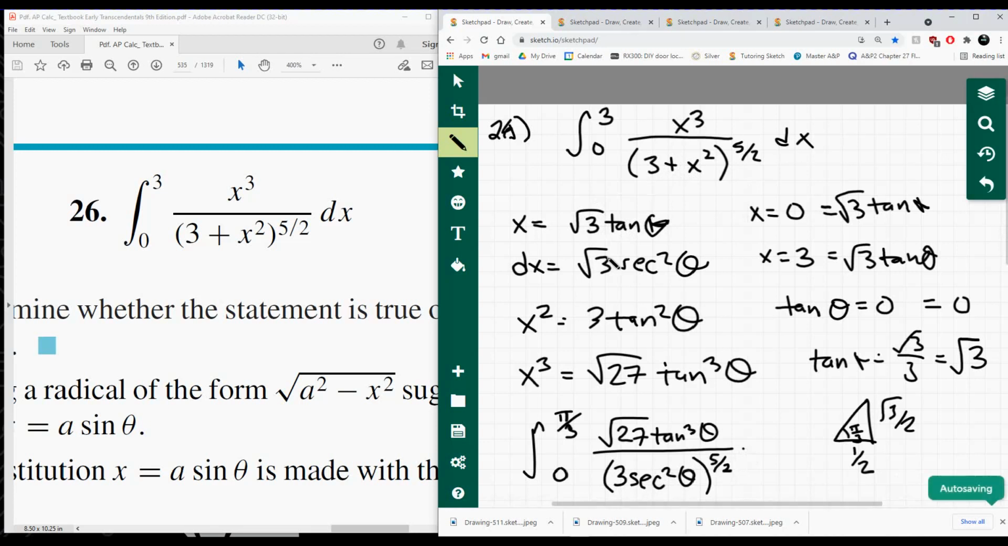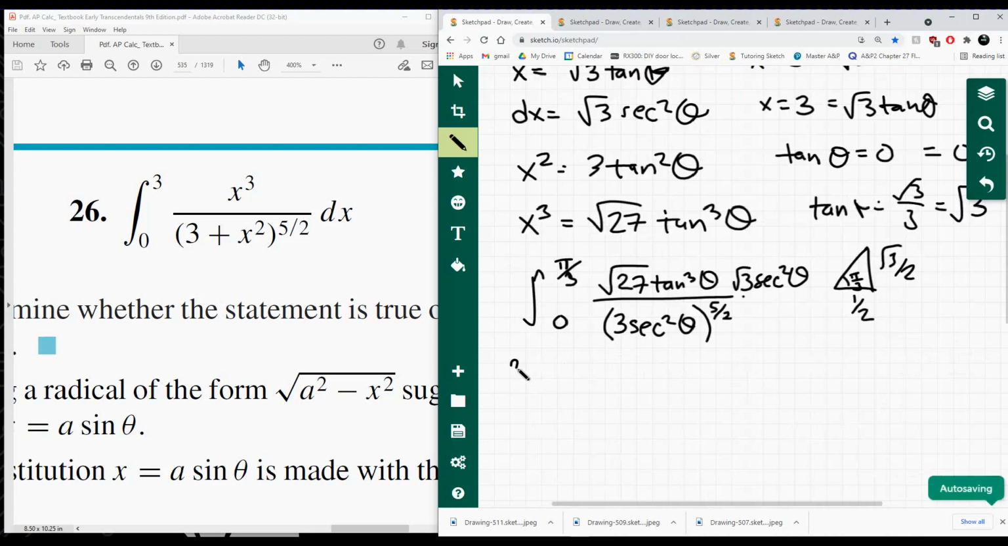And the dx is going to be replaced with radical 3 secant squared theta. So next, we have 0 to pi over 3. The radical 27 and the radical 3 are going to multiply to radical 81, and the square root of 81 is going to be 9. In the numerator, we have tangent cubed theta, and we have secant squared theta d theta.